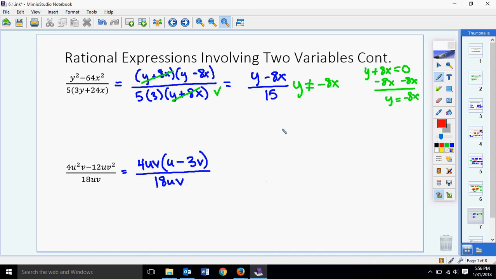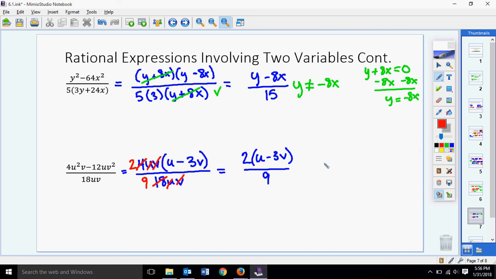Let's see what we have in common. A v and a v, a u and a u, and I have 4 over 18, which I can simplify. They both can be divided by 2. 4 divided by 2 would leave me with a 2. 18 divided by 2 would leave me with a 9. So when I rewrite this, I have 2u minus 3v over 9. And that's as simplified as I could get.